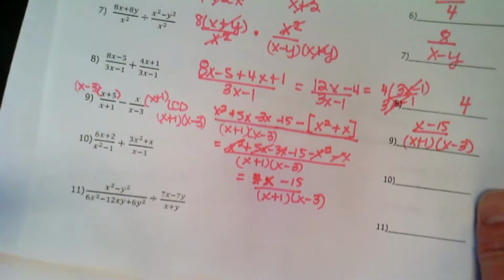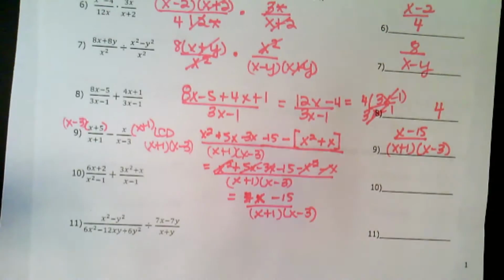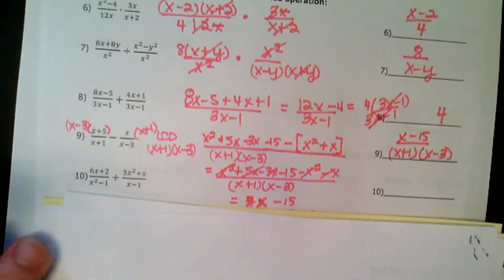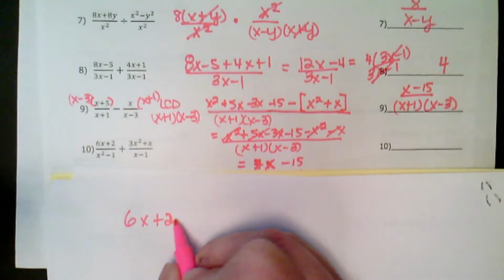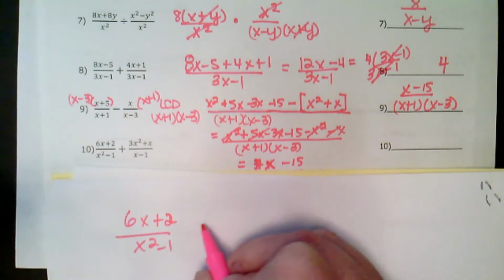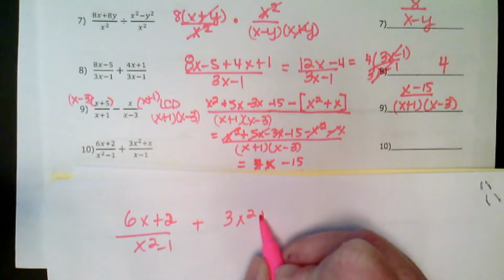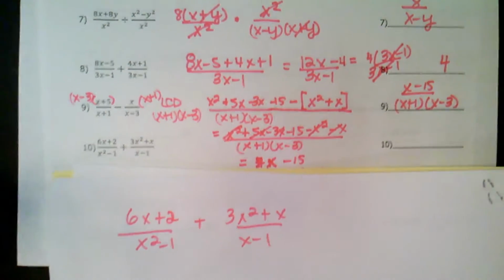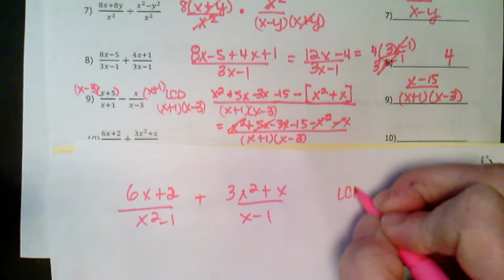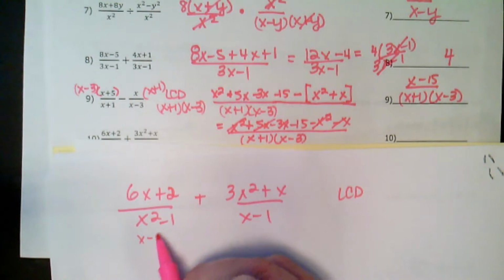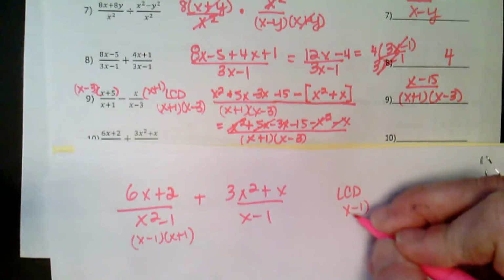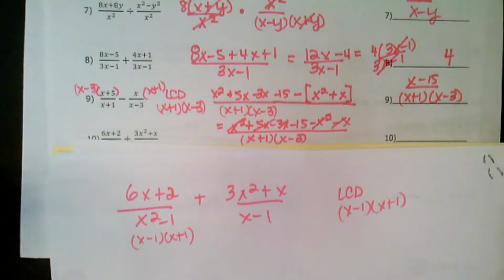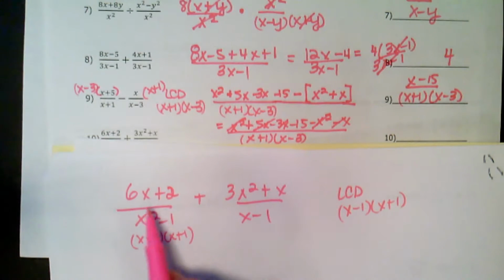Alright, number 10. Do that on a separate sheet. 6x plus 1 plus 2 over x squared minus 1 plus 3x squared plus x minus 1. So the first thing to do is find the LCD. If we factor this, that's what it looks like. So our LCD would be x minus 1, x plus 1. So that means this one doesn't need anything.